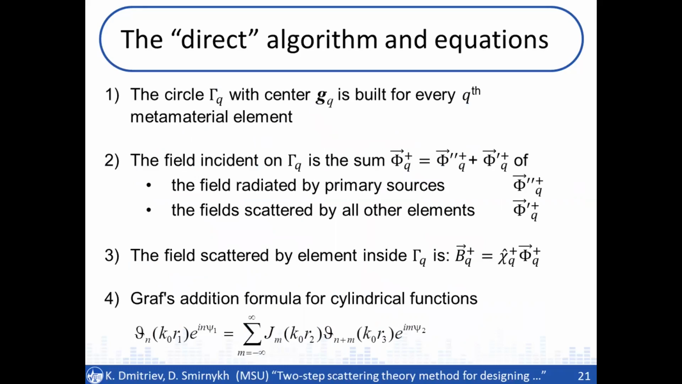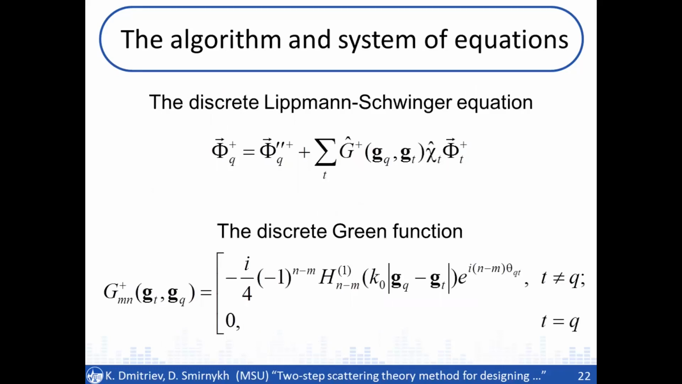Putting it all together, we have the algorithm. First, we need to build circles around each metamaterial element. Second, we use the expansions of fields into a series of cylindrical functions. Third, the coefficient vectors are related with scattering matrices, which may or may not be the same for every metamaterial element. And fourth, we use some addition theorem to relate the expansions centered at different points of the metamaterial grid. This algorithm can finally be written in the form of a discrete Lippmann-Schwinger equation. Here, the Green function depends only on the grid itself. The scattering matrices depend only on each element construction.